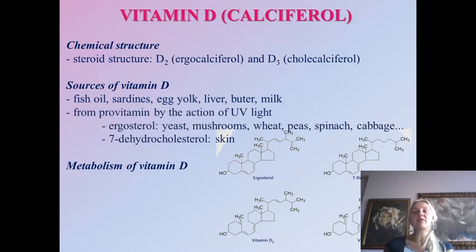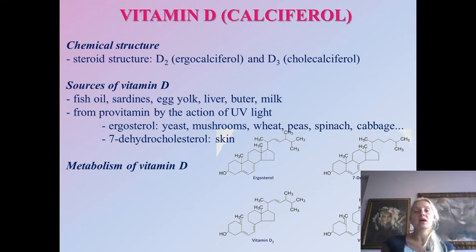Vitamin D can be found in some sources of plant origin, like some vegetables, yeast, mushrooms, sweet peas, spinach, cabbage, in the form of ergosterol, but it has to be subjected to chemical modification in our skin by the action of UV light.